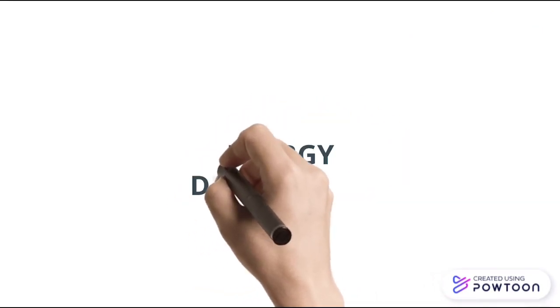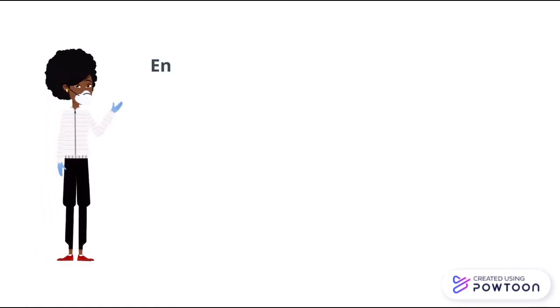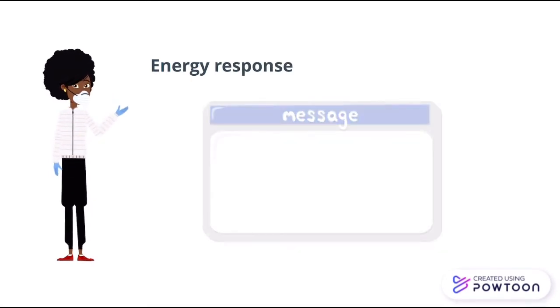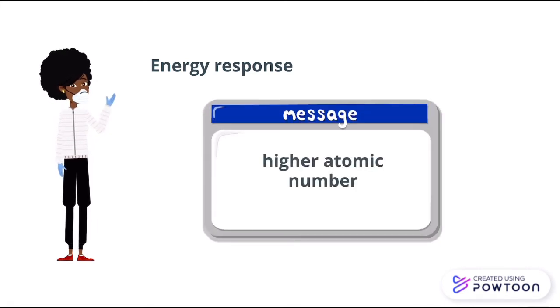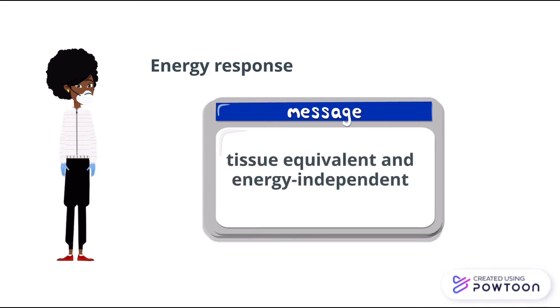The second property of a semiconductor is energy dependence. Energy response is an important characteristic of a dosimetric system. A dosimeter may exhibit energy dependence, particularly for low energy beams, due to its high atomic number. It is difficult to find a dosimeter that is tissue equivalent and energy independent over the entire energy range used in radiotherapy.